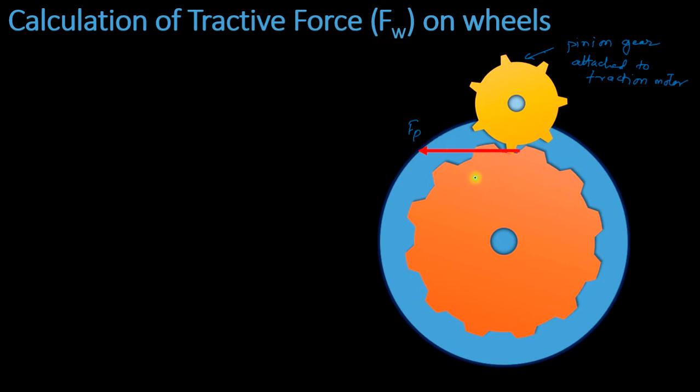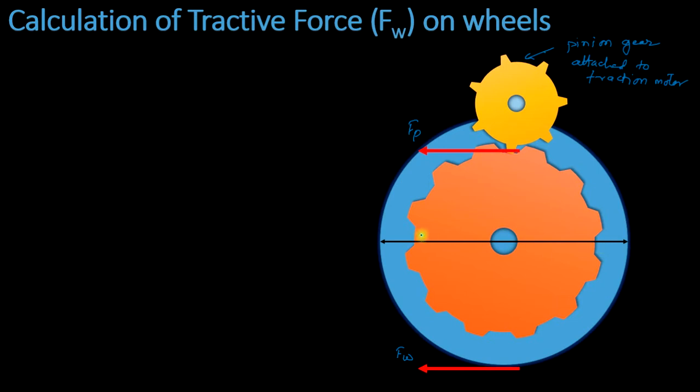Now this Fp will be translated by this gear wheel and will be available at the wheel. Let me say the force now available at the wheel is Fw, which is our tractive force, and we need to find an expression for this Fw. Let us do some markings.